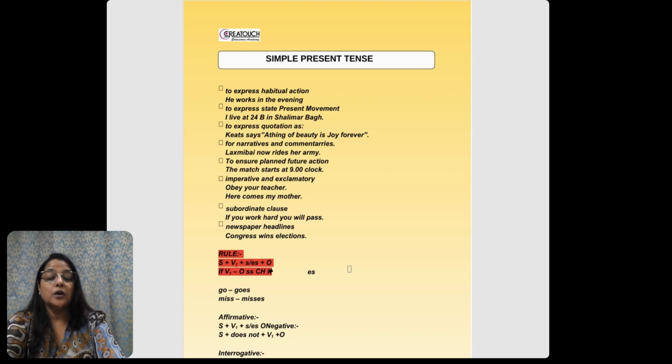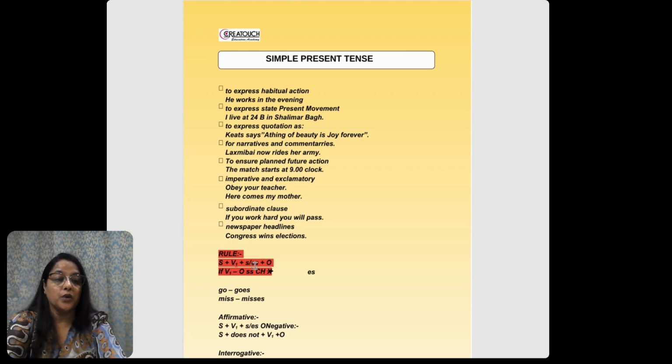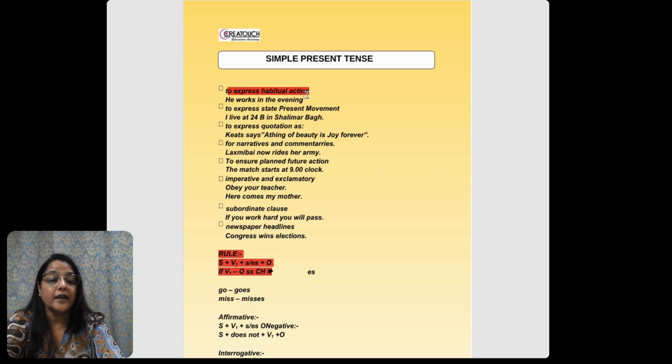Tense tells you how an action is happening. So the formula which comes out is subject, verb first form. The first form of verb takes s or es depending on whether it is singular or plural, plus object. It is used to express a habitual action, whatever the action is that is there in habits. To express the state of a present moment.